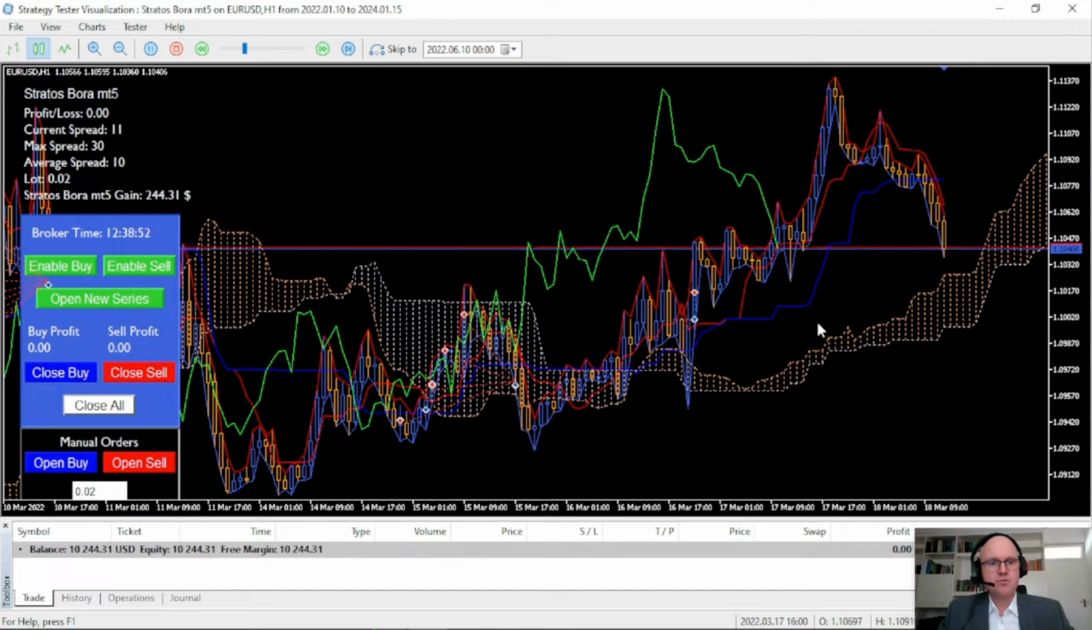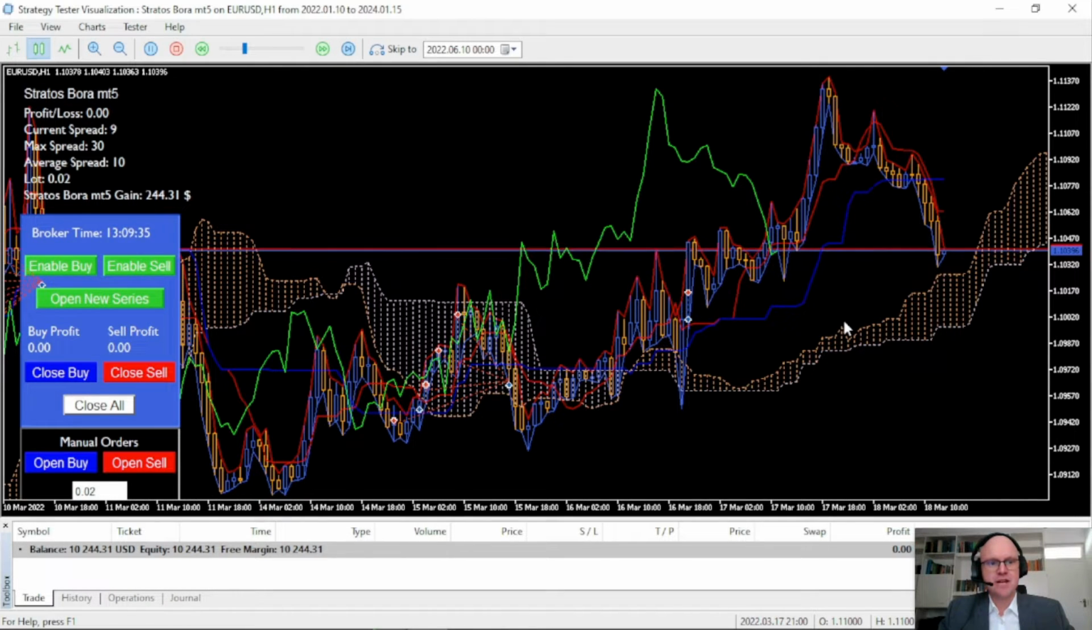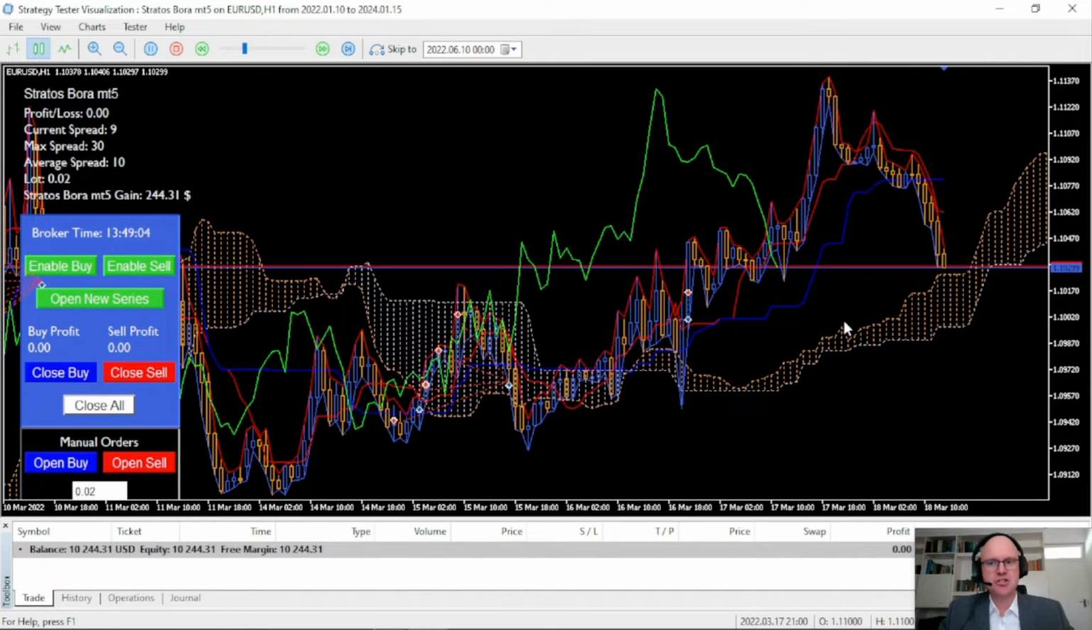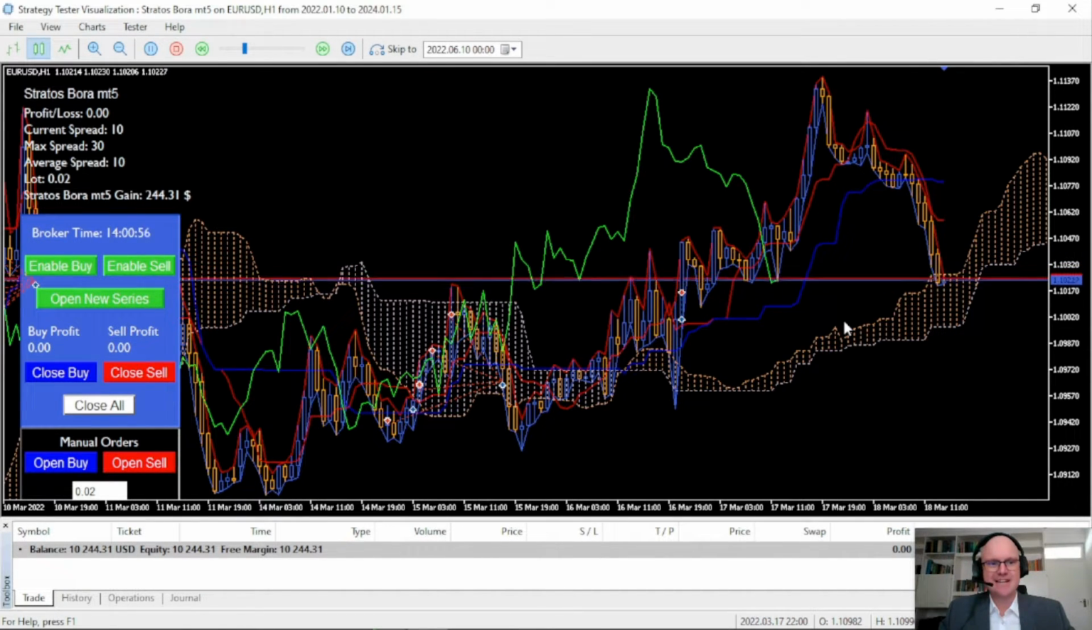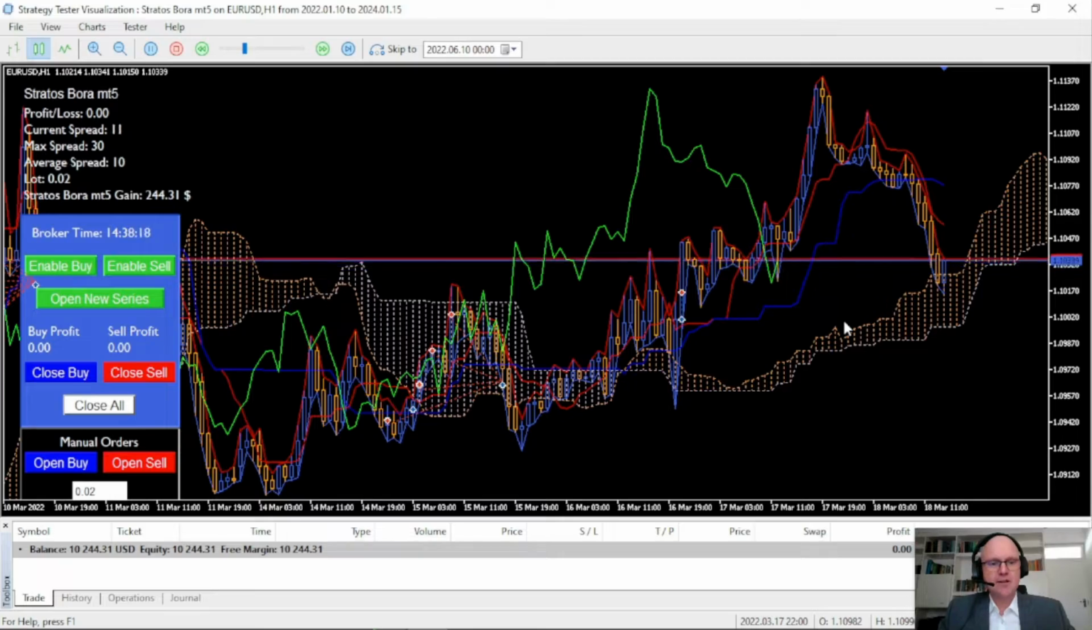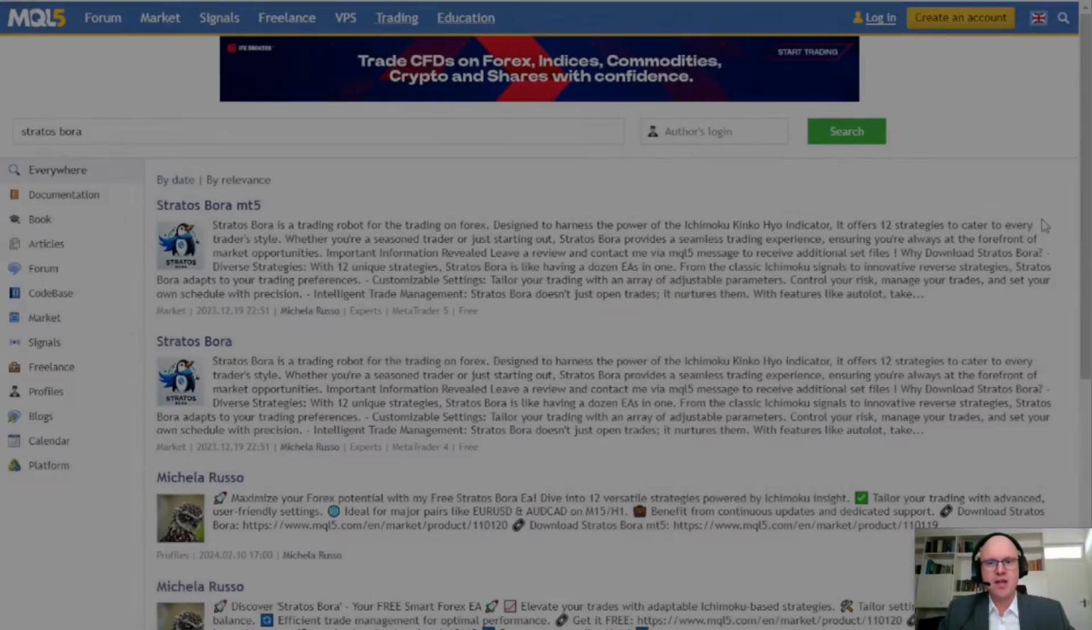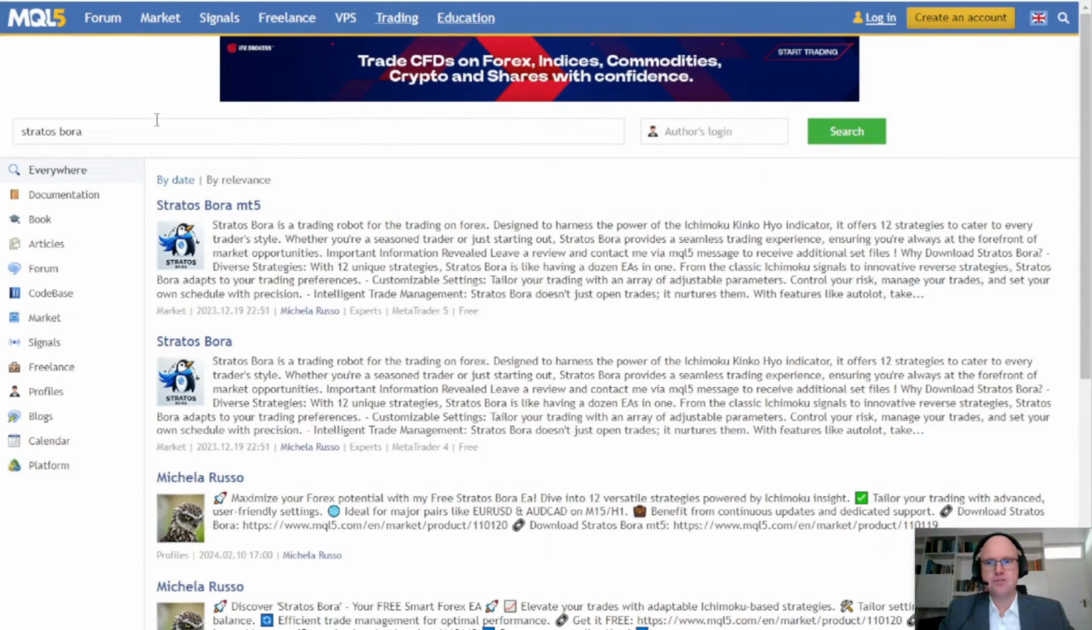Now, the Ichimoku Cloud, or Ichimoku Kinko Hyo as it's also known, is used for diverse reasons. And because of this, the author of the Stratus Bora has created 12 unique strategies using this one single indicator. So what we're going to do first is head to the MQL5 website and look at some more information and where you can download the EA for yourself.